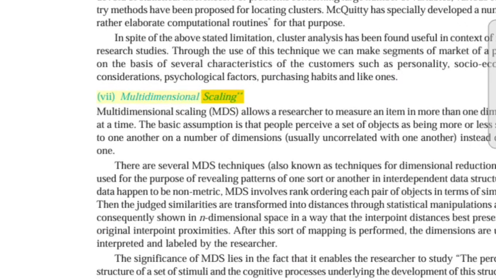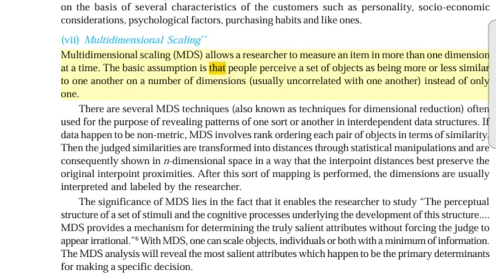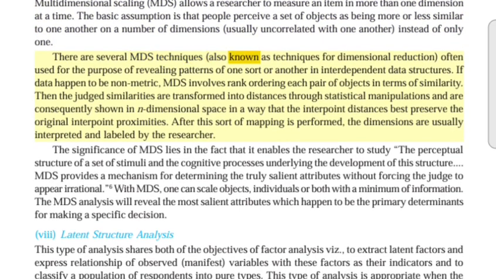Multidimensional scaling. Multidimensional scaling (MDS) allows a researcher to measure an item in more than one dimension at a time. The basic assumption is that people perceive a set of objects as being more or less similar to one another on a number of dimensions, usually uncorrelated with one another, instead of only one. There are several MDS techniques, also known as techniques for dimensional reduction, often used for the purpose of revealing patterns of one sort or another in interdependent data structures.